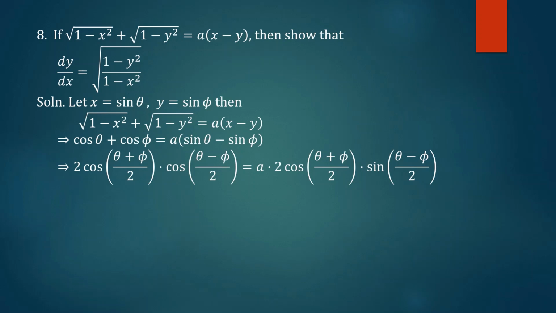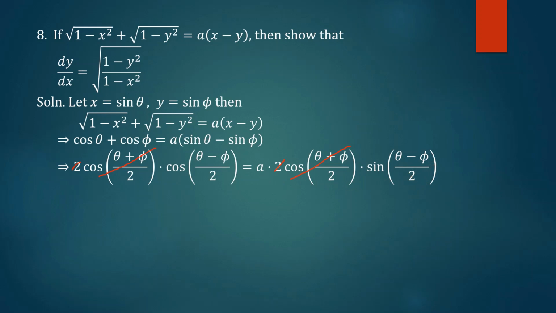Now you see here, actually, these two terms, cos (theta plus phi) by 2 and cos (theta plus phi) by 2, get cancelled out. As well you see this 2 and this 2 will cancel. So what are the remaining terms? The remaining terms are, you see here, cos of (theta minus phi) by 2 and sin of (theta minus phi) by 2, and here is a.